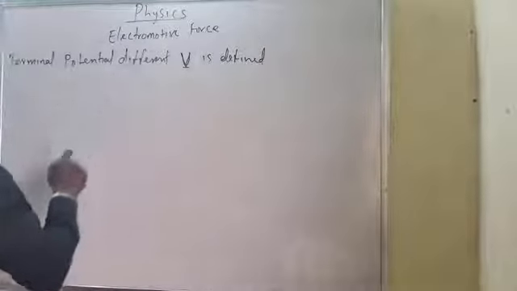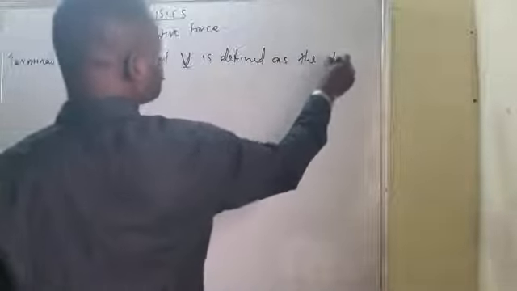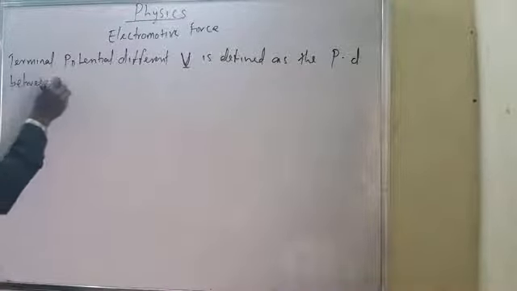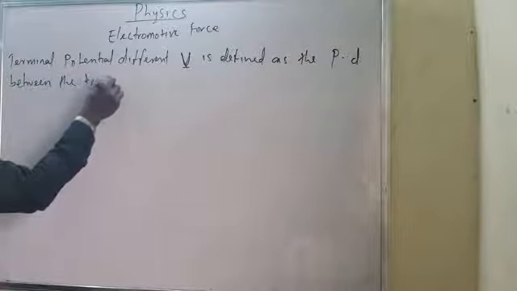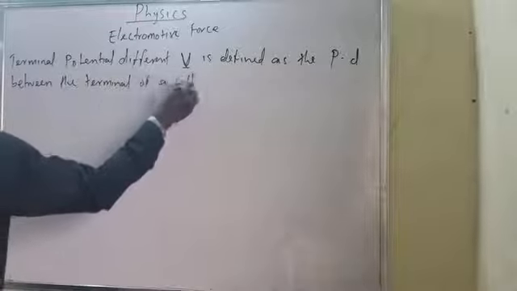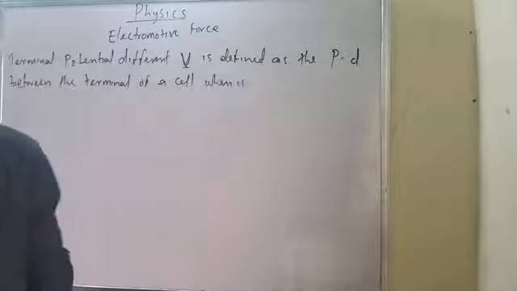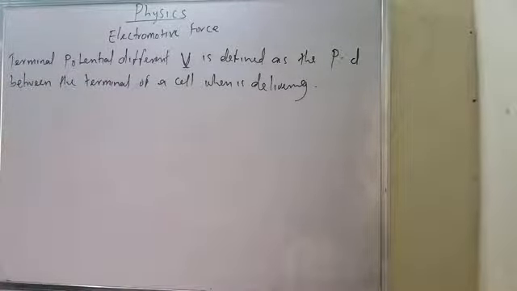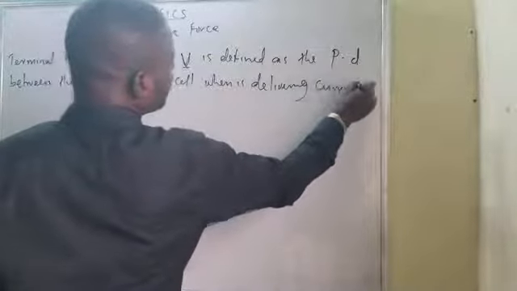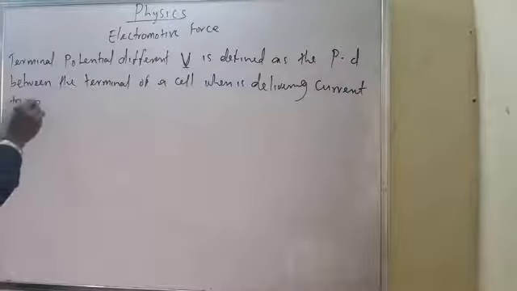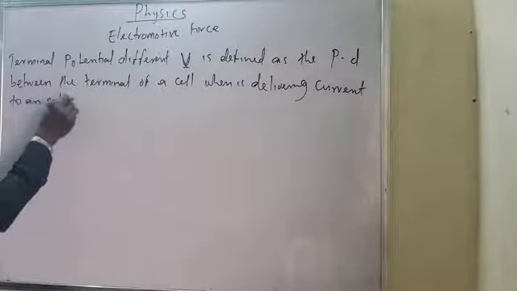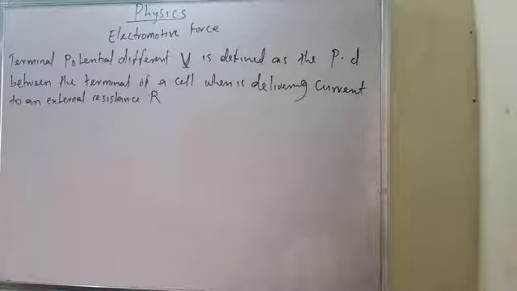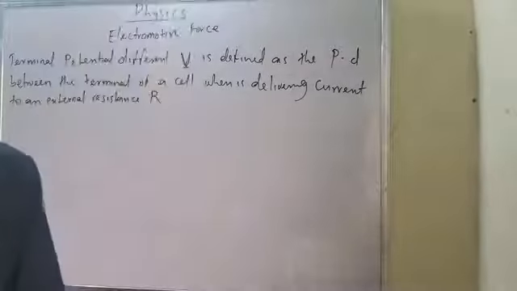Let me quickly use the whole board. The potential difference between the terminals of a cell when it is delivering current to an external resistance, which is my R. I've told you that we have internal and we have external, which is very, very important.